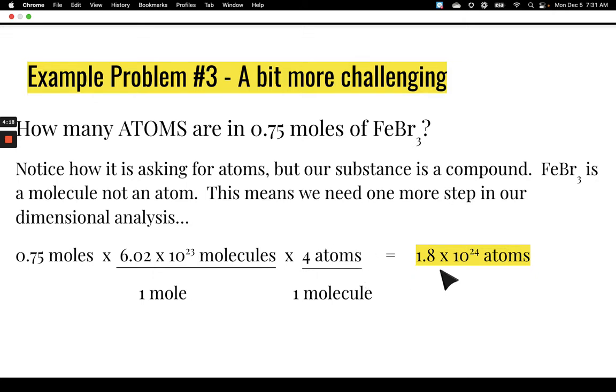And again, rounding to the correct number of significant figures, this has 2. We usually match the given. This has 3. This is an exact counting number. There are exactly 4 atoms in 1 molecule, and that's why we don't worry about this being 1. This is actually infinite.